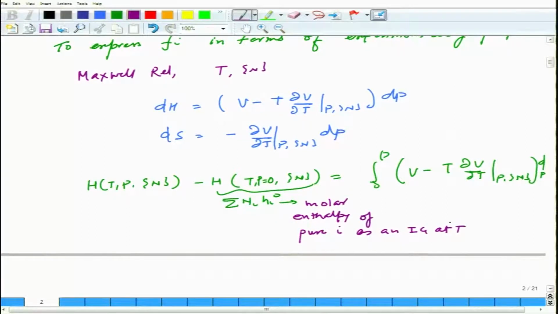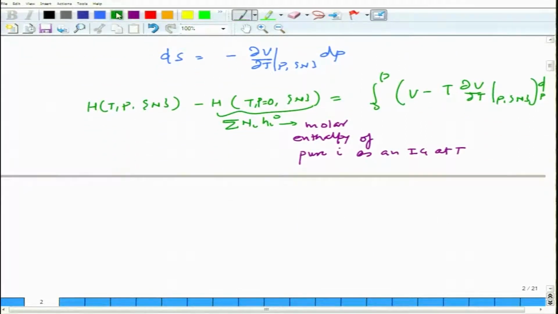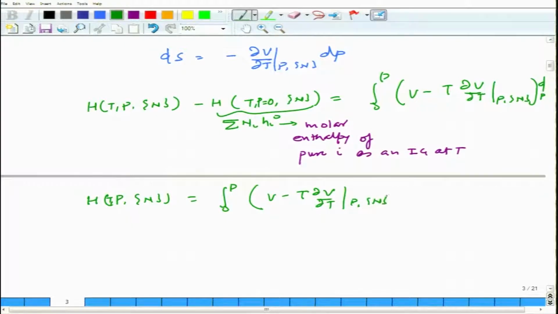So, we can rewrite this expression and get the following. I can take this term to the right hand side, and this is the expression of enthalpy at temperature T and pressure P with the mole compositions.